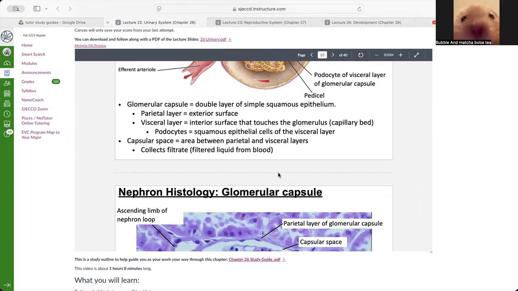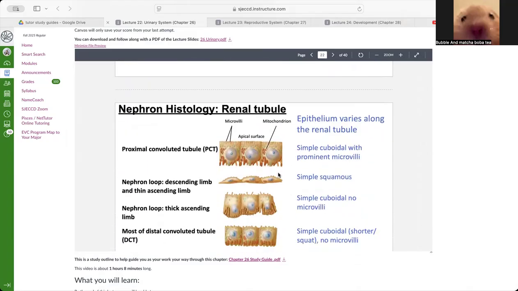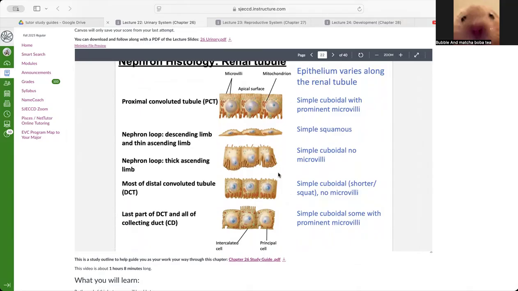Okay. Let's talk about the renal tubule. It does vary around the renal tubule. It's a lot, but basically, the PCT, proximal convoluted tubule, how can you tell? It has microvilli, so the lumen is not very clear. The nephron loop, the thin part, would have simple squamous, and the thick part would have simple cuboidal with no microvilli. The distal convoluted tubule is just simple cuboidal. This one has no microvilli. And then the last part of the distal would have simple cuboidal with some prominent microvilli.